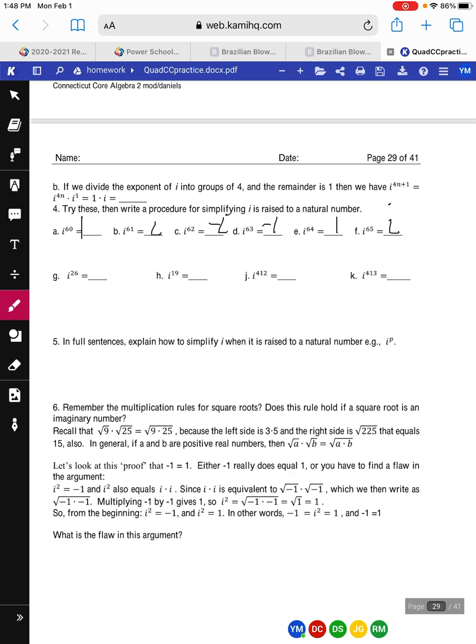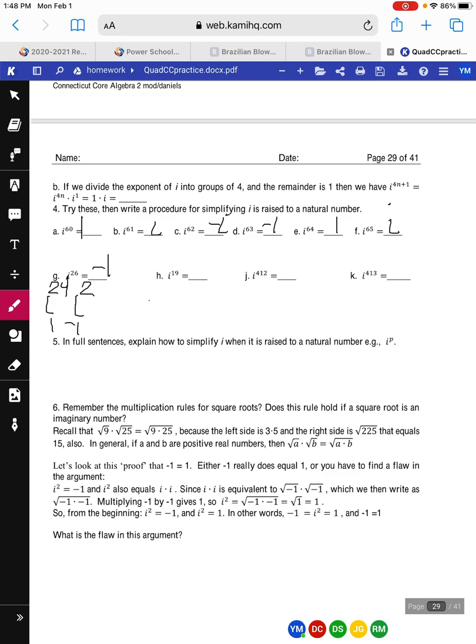26. 26 can be broken down. So we got to find the power of 4, which is 24. And then you're left over with 2. So i to the 24 would be equal to 1. And then i squared is negative 1. So this would be negative 1.